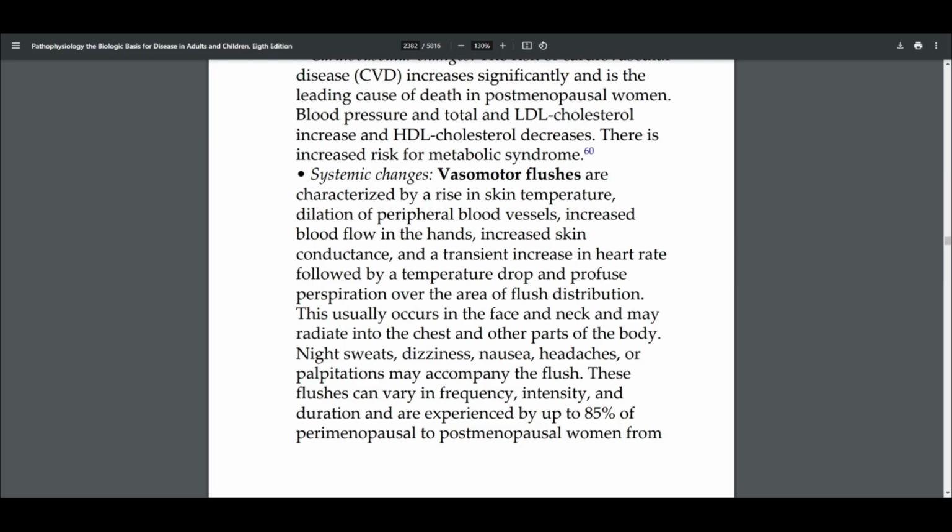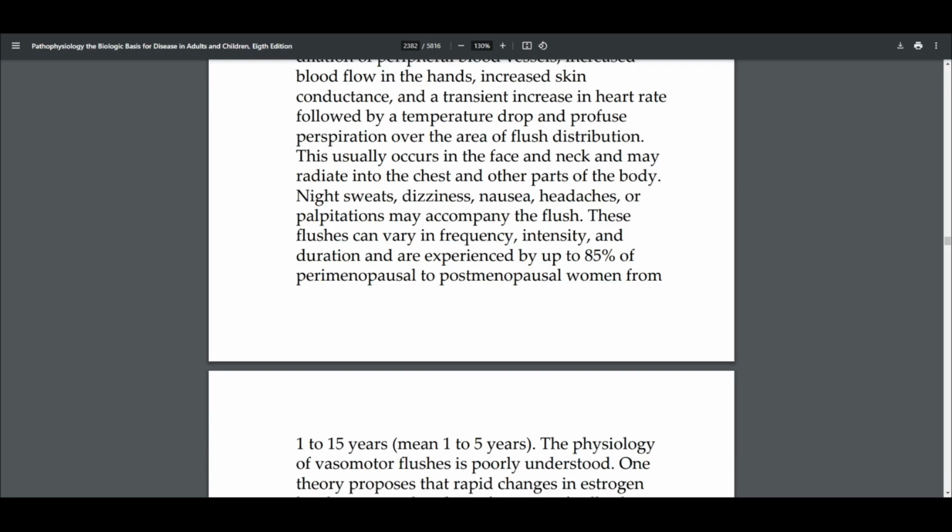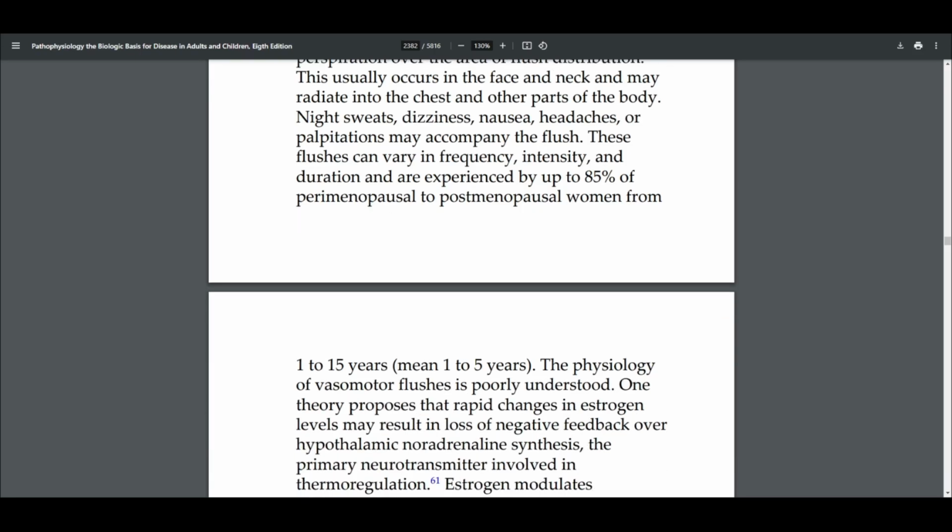This usually occurs in the face and neck and may radiate into the chest and other parts of the body. Night sweats, dizziness, nausea, headache, or palpitations may accompany the flush. These flushes can vary in frequency, intensity, and duration, and are experienced by up to 85% of perimenopausal to postmenopausal women for 1 to 15 years.